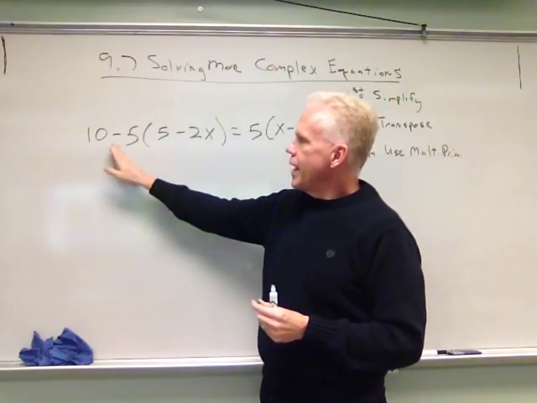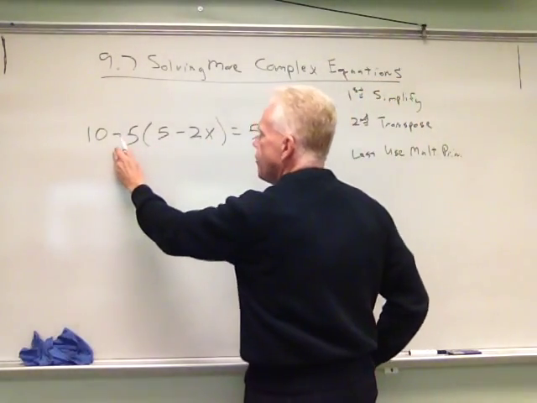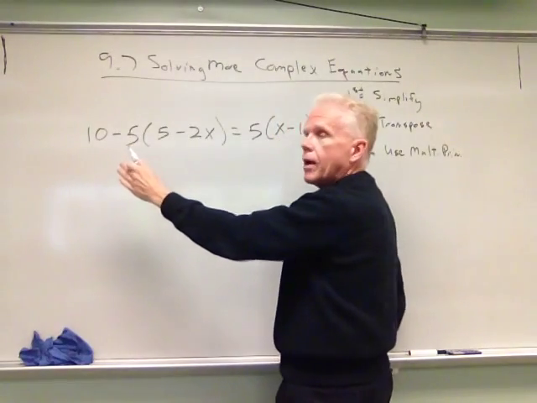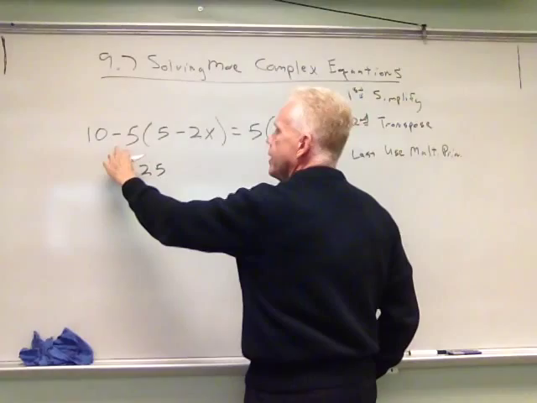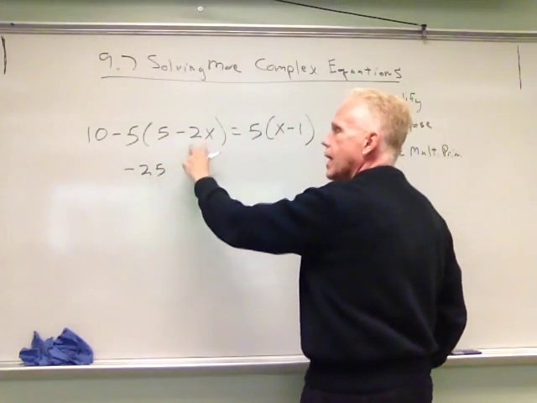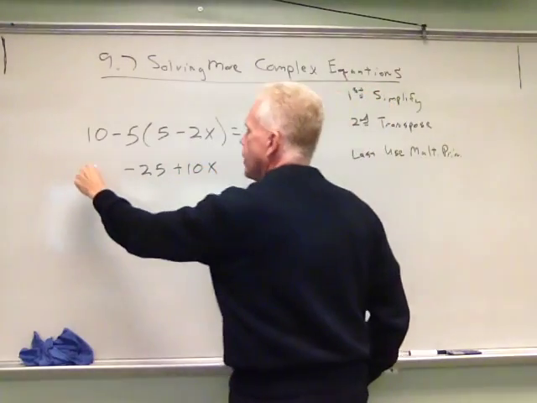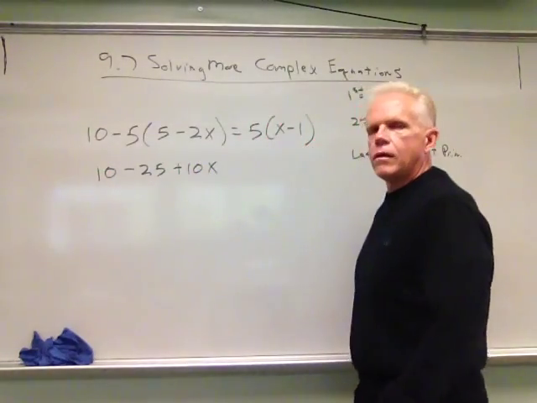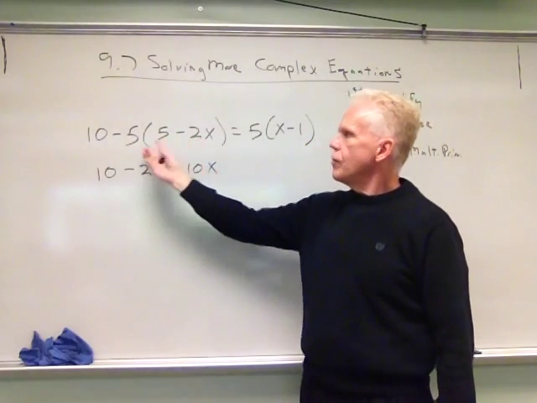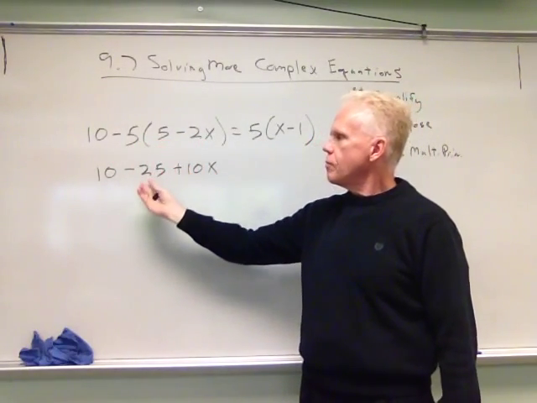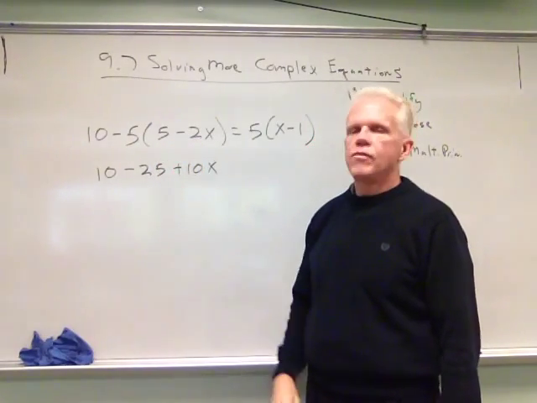So I'll distribute the negative 5 through the parenthesis. So a negative 5, not just a 5, but a negative 5 times a 5 is a negative 25. And then again, a negative 5 times a negative 2x is going to be a positive 10x. Now bring down this 10. Okay, so I distributed the negative 5 through the parenthesis. Negative 5 times 5 is negative 25. Negative 5 times negative 2x is positive 10x.